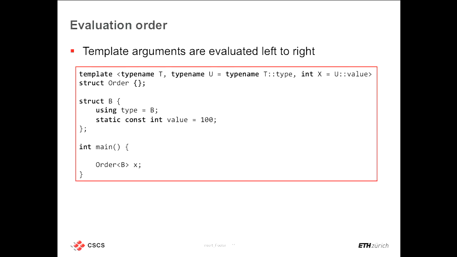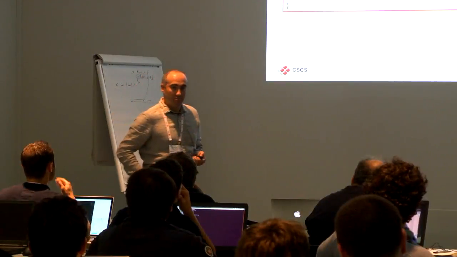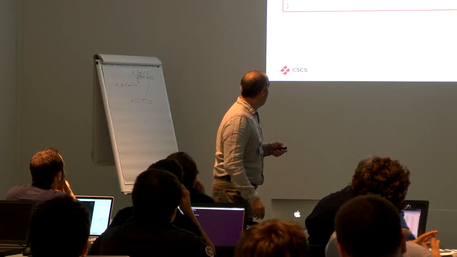And now, when I instantiate Order<B>, B will be substituted to T. So B will be T. Now, U is by default typename T::type, but T now is B, so it goes to this type here. And x is U::value, which is 100. How confusing is that? Mildly? Okay, good. But the order is important.